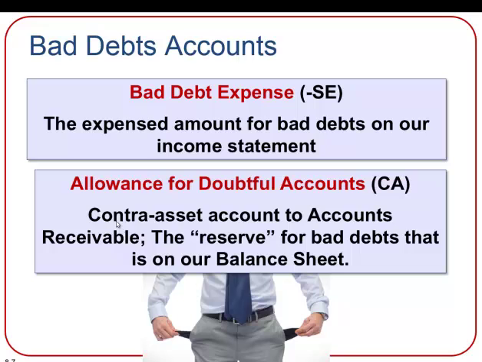There are two accounts that we're introduced to in this chapter, and the first one is bad debt expense. This is the expensed amount we'll put on our income statement for estimated bad debts. And the other account is the allowance for doubtful accounts, or sometimes referred to as the allowance for uncollectible accounts. This is a contra asset account to accounts receivable, meaning it decreases the value of accounts receivable on the balance sheet. It is a reserve account. That's the reserve account we set up to cover for those uncollected accounts.